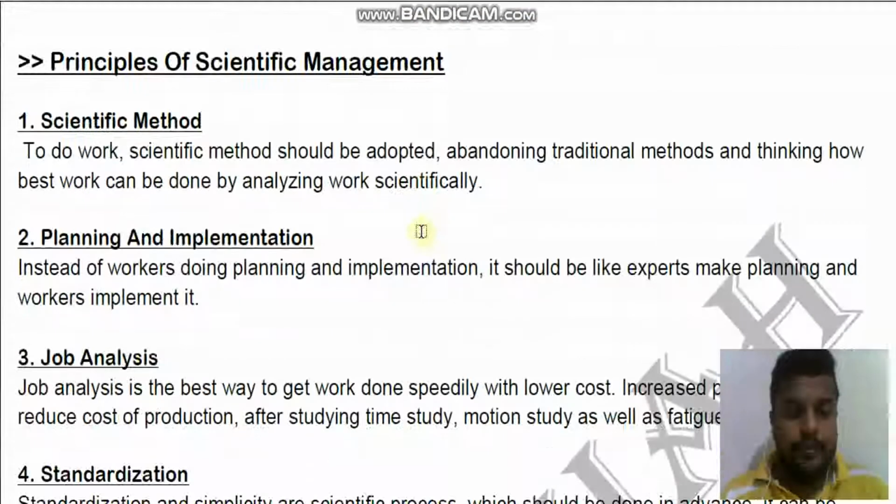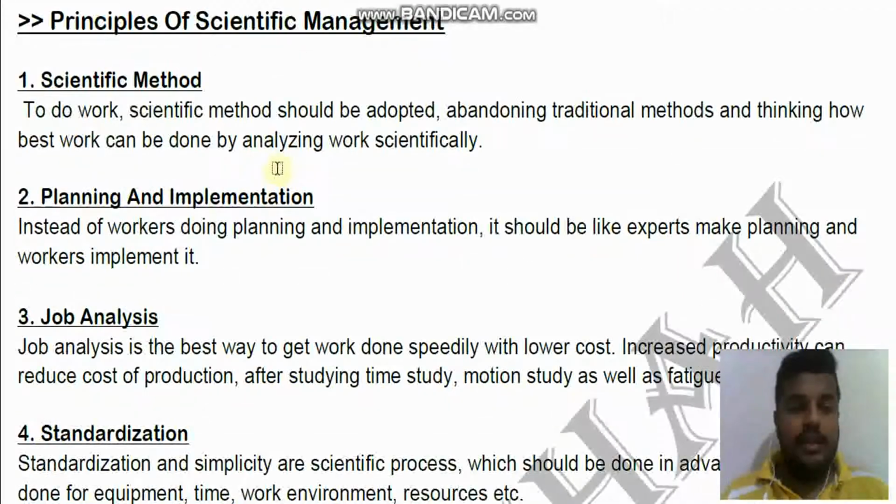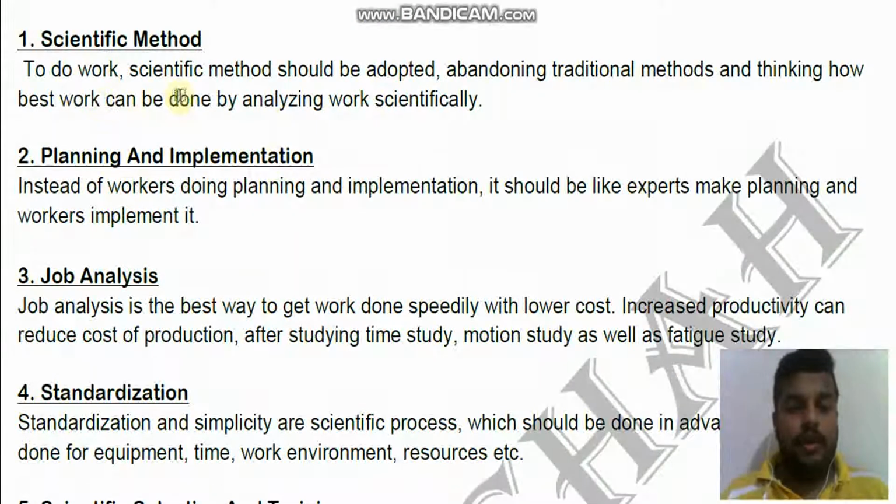Clear? Now what were the principles of scientific management? There were 8 principles. First one is scientific method. To do work, scientific methods should be adopted, abandoning traditional methods. We have seen that we have to abandon traditional methods and adopt scientific methods, thinking how best work can be done by analyzing work scientifically. Scientifically we have to analyze the work and then do the work scientifically.